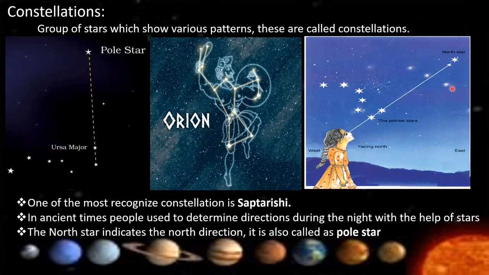So whenever they wanted to know the direction at night time, they used to look at the North Star. Wherever the North Star is, that is the north direction. Behind that is the south, and then the east and west directions. So this is how they used to make out the direction by the use of constellations.